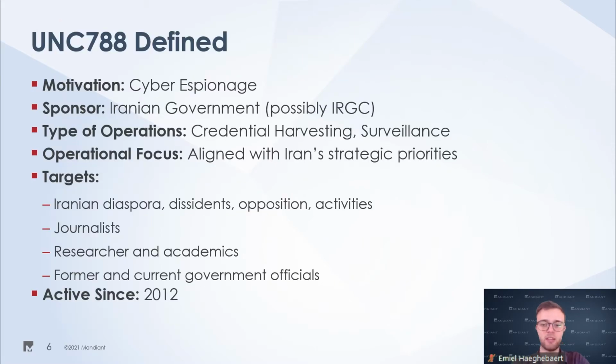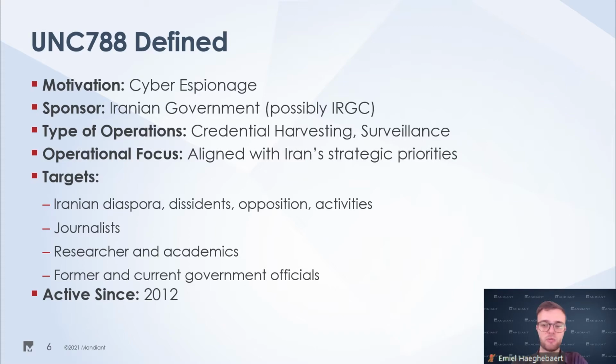So at this point, you likely have a pretty good sense of the type of activity UNC788 is known to conduct. To summarize, UNC788 is a cluster of threat activity that we suspect conducts cyber espionage operations, particularly on behalf of the Iranian government. The group is characterized by credential theft operations against corporate and personal email accounts, and they have consistently targeted Western think tanks and academics, current and former government officials, members of the Iranian diaspora in the United Kingdom, Israel, the US, and then also high-profile individuals within Iran itself.